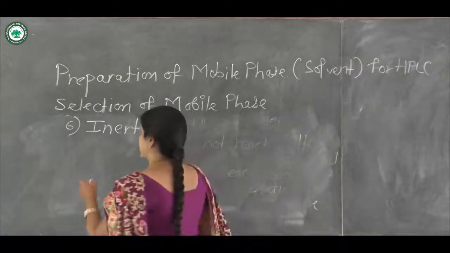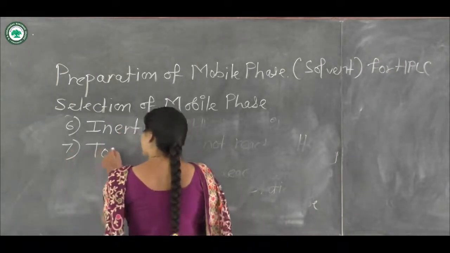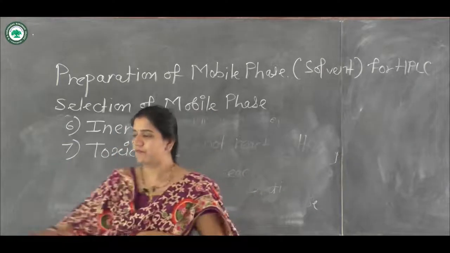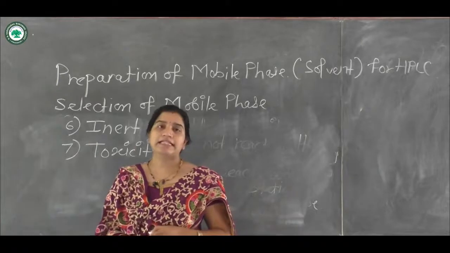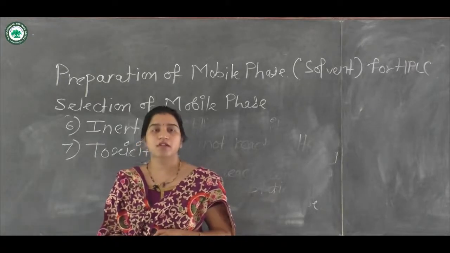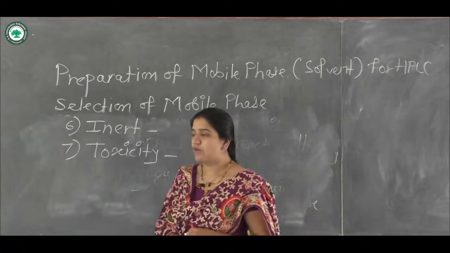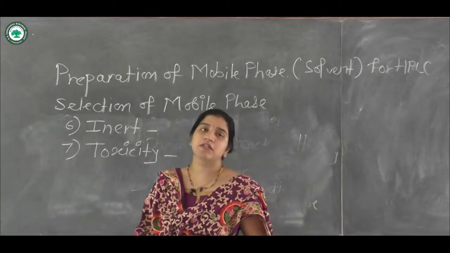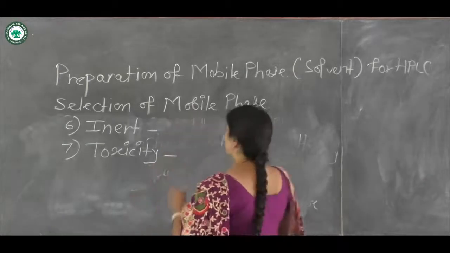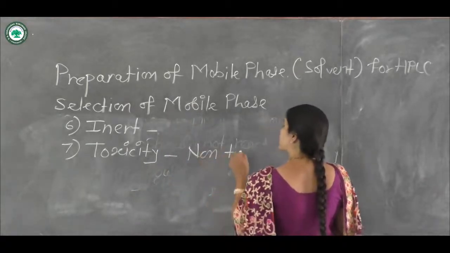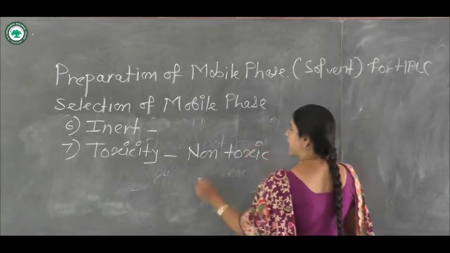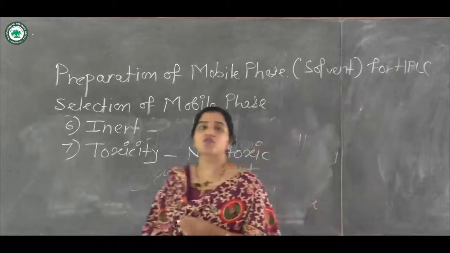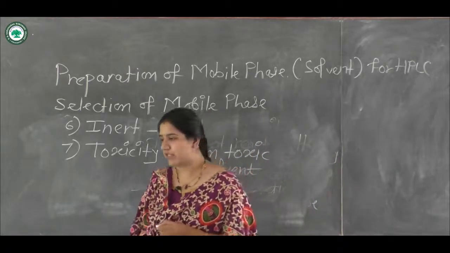After this, the next point that we have to study is regarding the toxicity and the corrosion resistance. While selecting the mobile phase, the most important criterion is that you have to select each and every solvent which is not chemically toxic. So you have to always use a non-toxic material as a solvent or mobile phase, because use of toxic solvent is not prescribed.